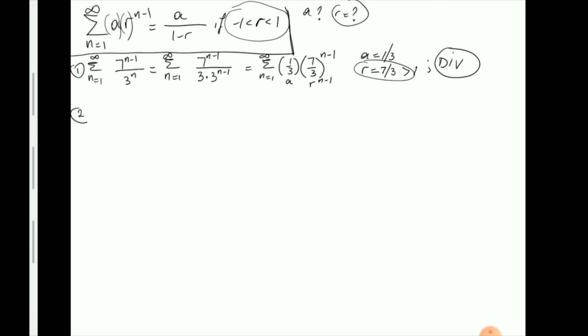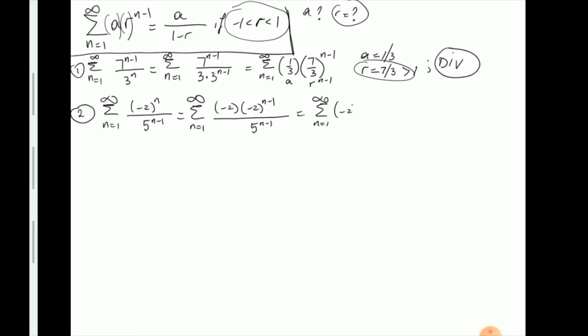Here's another example, same type. Let's say you have minus 2 to the n divided by 5 to the n minus 1. So because the summation starts from 1, I'm going to have to break down minus 2 to the n into minus 2 times minus 2 to the n minus 1. So I can combine these together into minus 2 over 5 to the n minus 1.